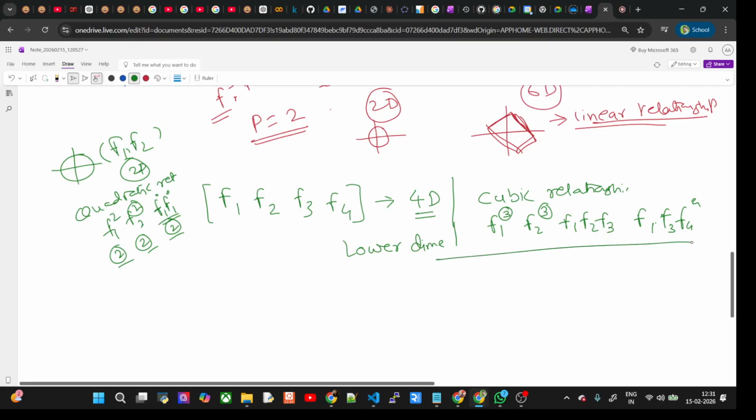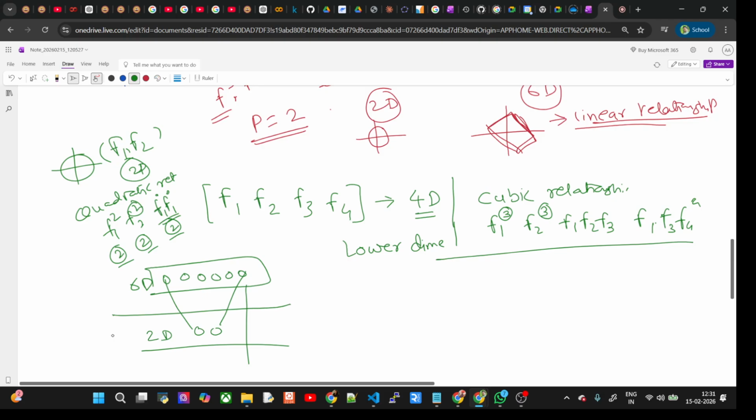I am trying to project something from the lower dimension to the higher dimension. This is the higher dimension. I am trying to project this 2D relationship into 6D. This is the higher dimension and this is the lower dimension. The lower dimension has the same graph in a non-linear fashion. Once I go to the higher dimension, it becomes linear, and once it becomes linear, you can use PCA on that linear graph. This is our intention.